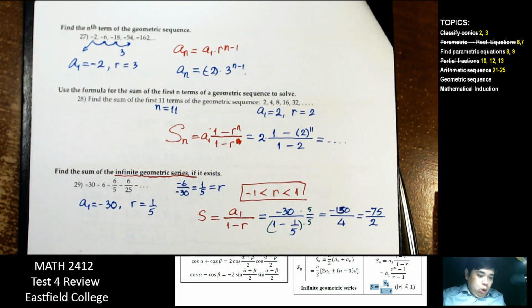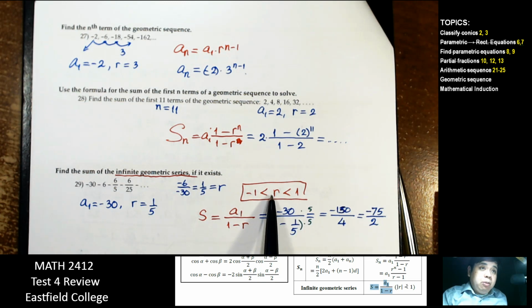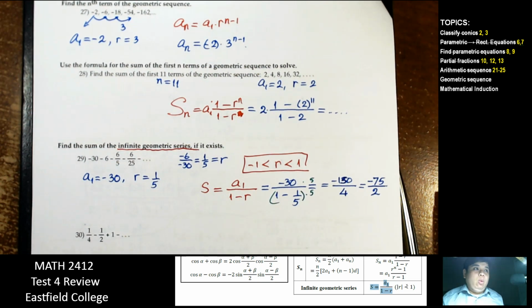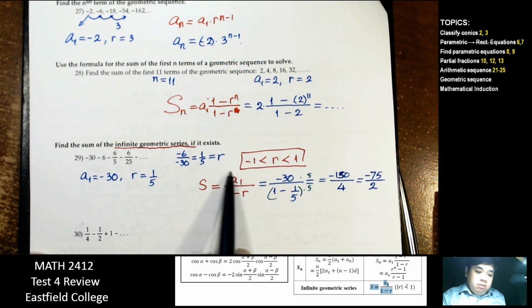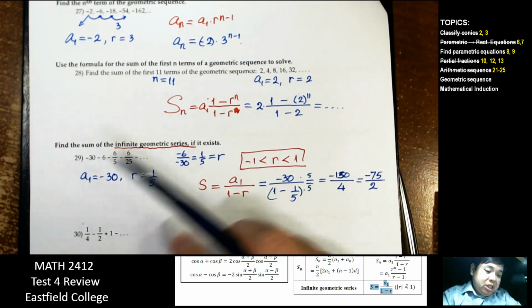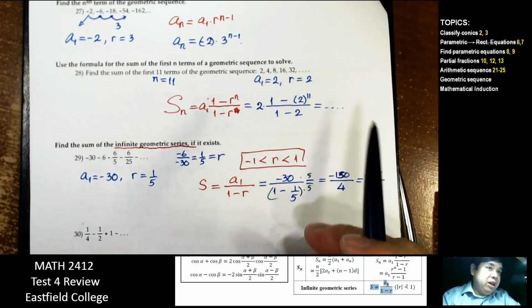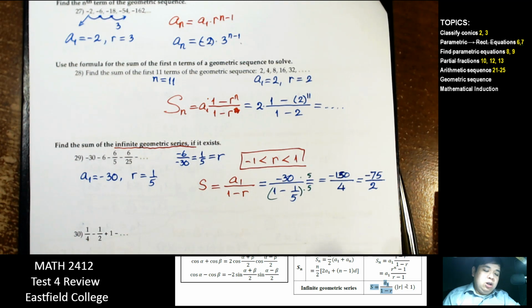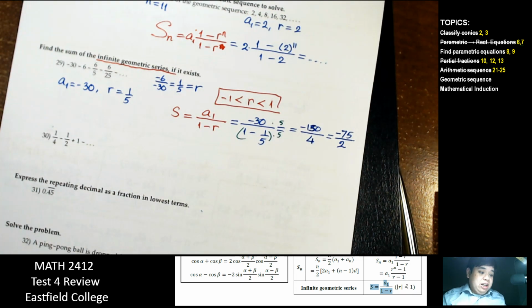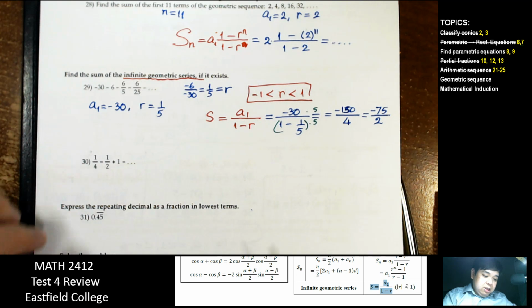Right. So as long as the common ratio is between -1 and 1, we have the sum like that. If the ratio is not between -1 and 1, meaning it is greater than or equal to 1 or less than or equal to -1, then that sum does not exist, or we say it is divergent.